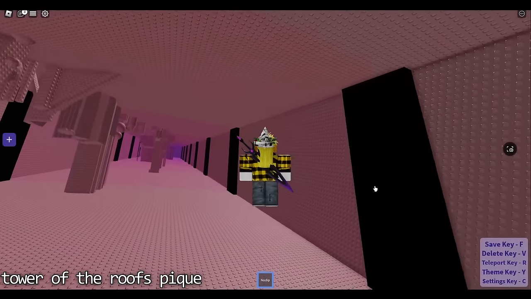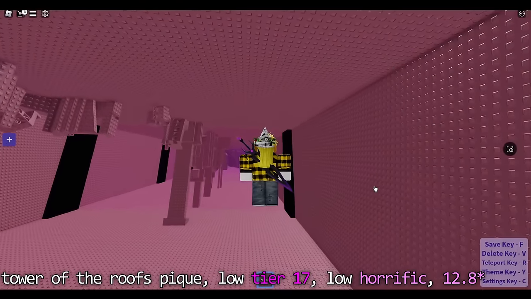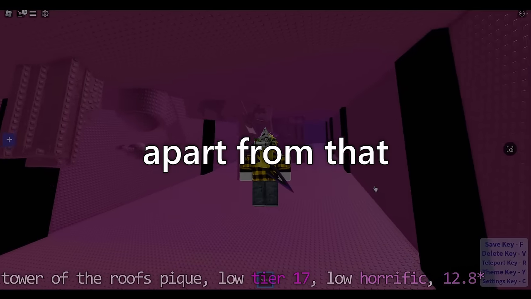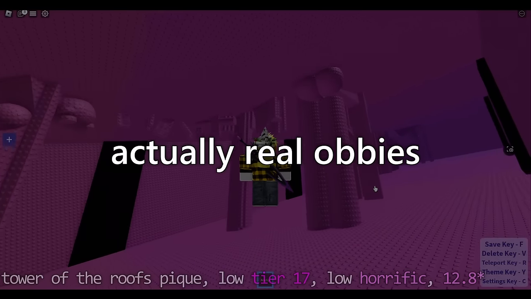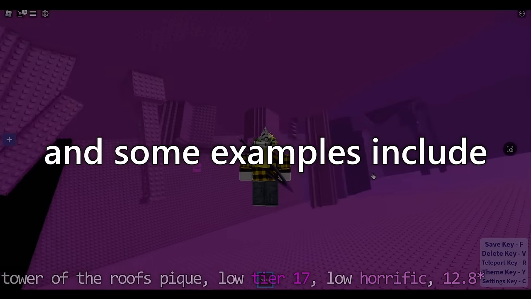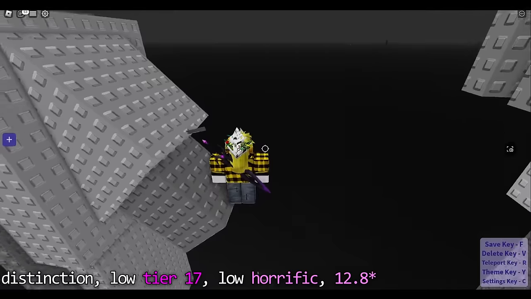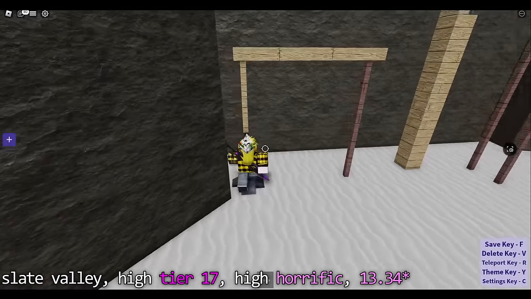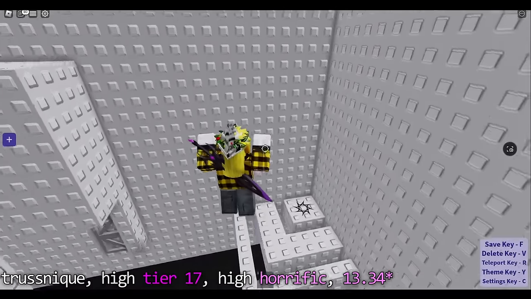There's also Tower of the Roof's Peak, which is a low tier 17 that literally two people have beaten ever. Apart from that, the rest of the obbies are actually real obbies, and some examples include Slated, which is low tier 17, Distinction, also low tier 17, Slate Valley, high tier 17, and Trustneek, high tier 17.